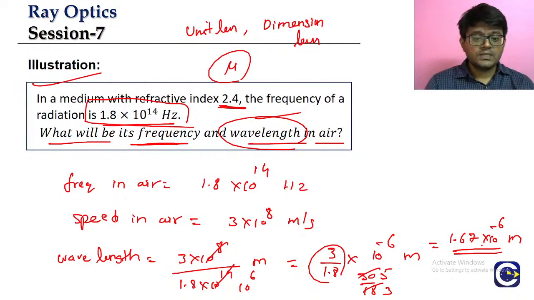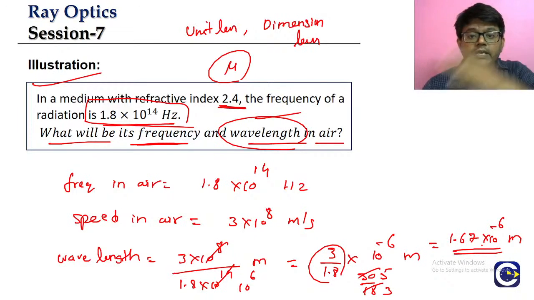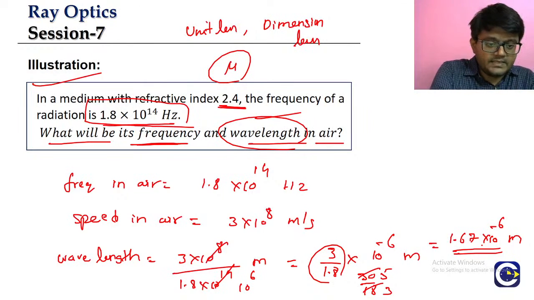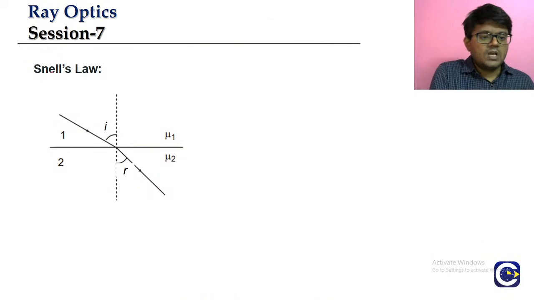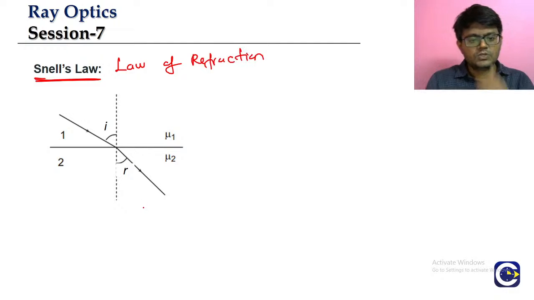So I'm assuming all of you would have got the same answer, and we'll proceed to the next idea. How do we know by how much angle the deviation is happening, meaning whether the light ray is bending towards or away from the normal, and by how much it bends? We will understand that from the law of refraction, which is also called Snell's law.